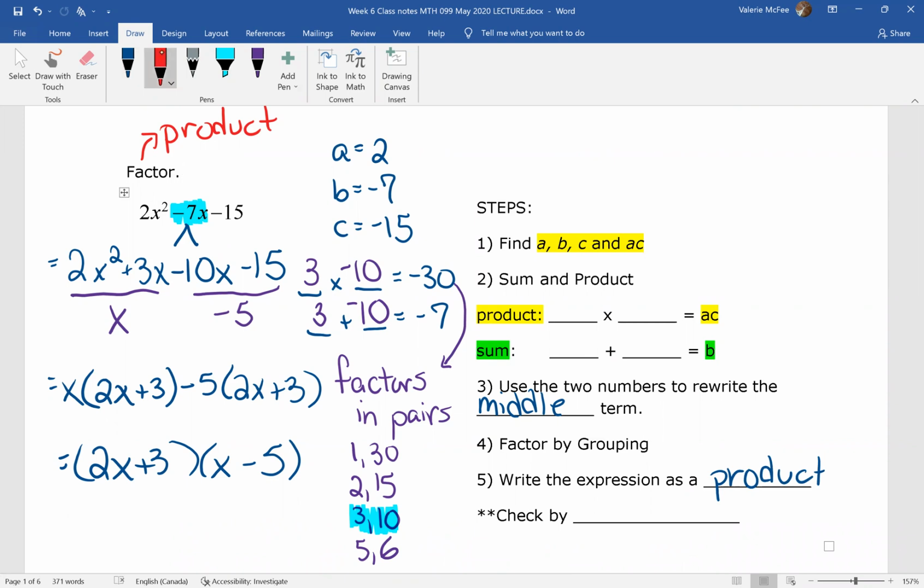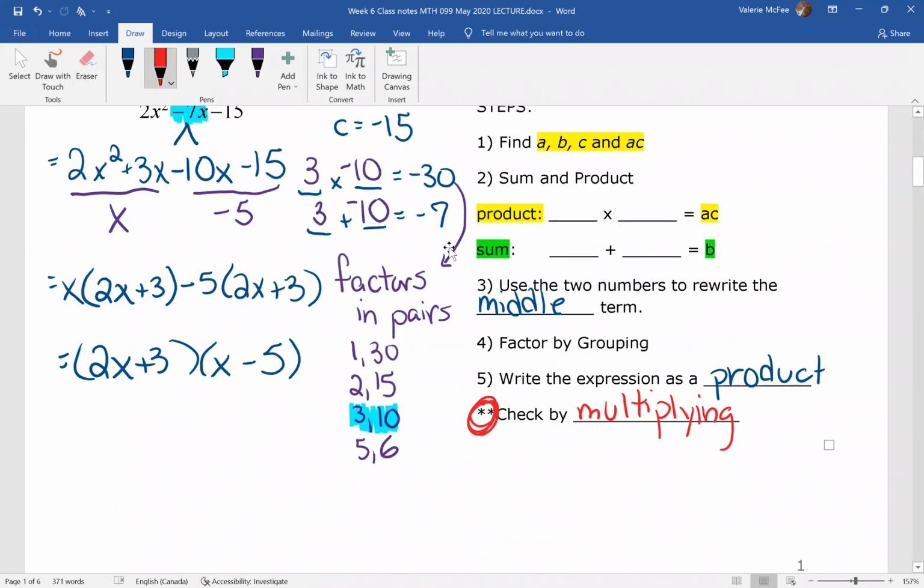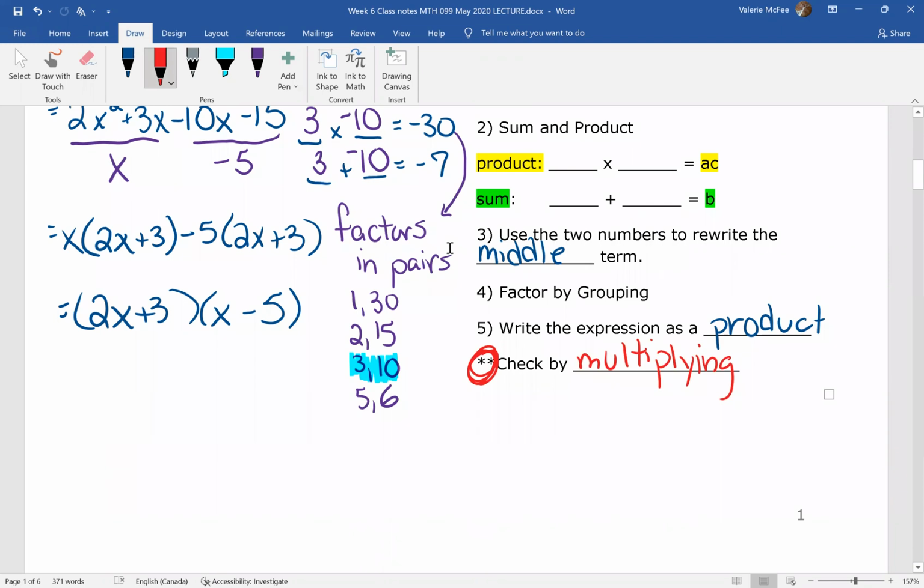But we can always check our answers. You should never have a wrong factoring question on your test. You can always check by multiplying what you've written. Now, if you are checking, make sure you tell me that's what you're doing. Otherwise, sometimes people just go backwards for no reason.